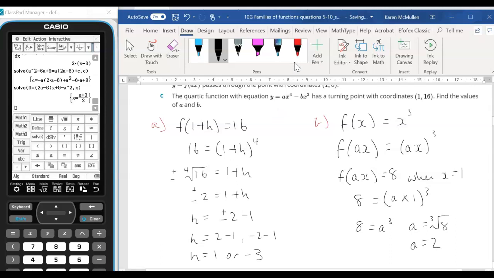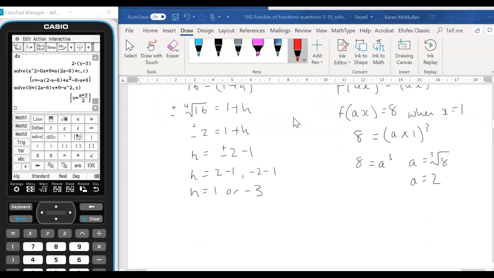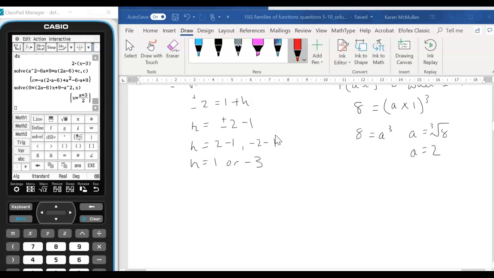All right, question C. The quartic function with the equation y equals ax to the power of 4 minus bx to the power of 3 has a turning point with the coordinates 1, 16. Find the values of a and b. We've got two unknowns, a and b, so we need to have two equations. If we've got a turning point at 1, 16, that means that point is on the curve. So let's substitute that in first.